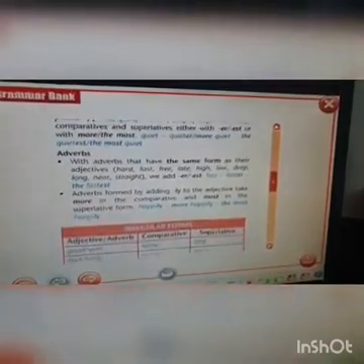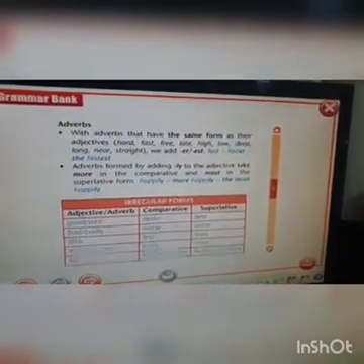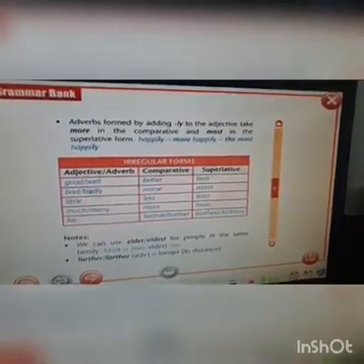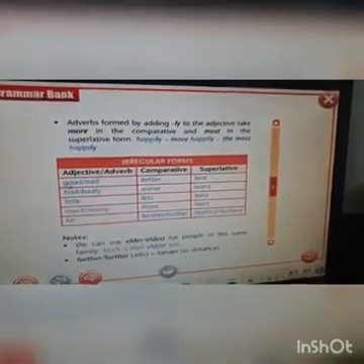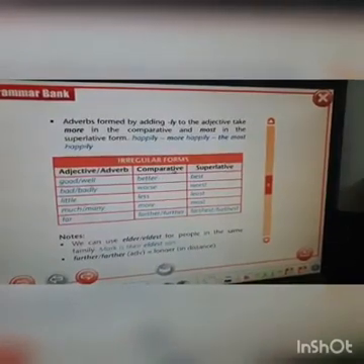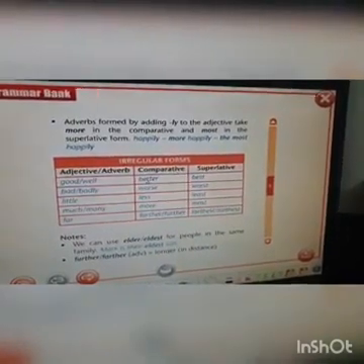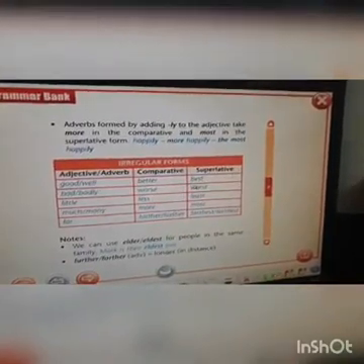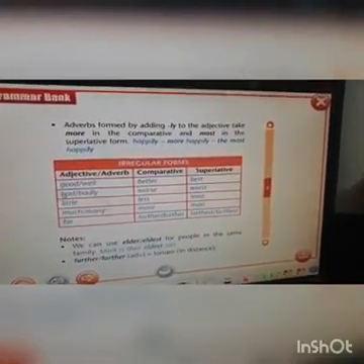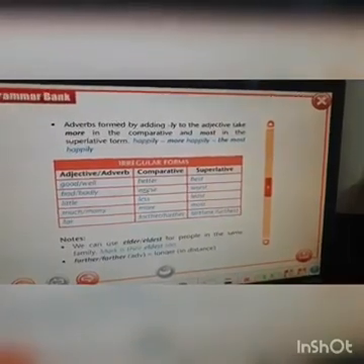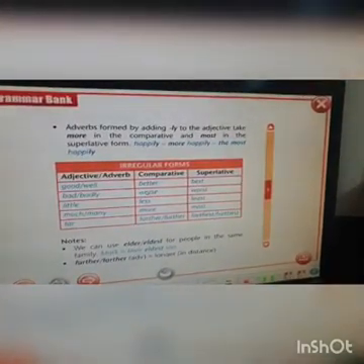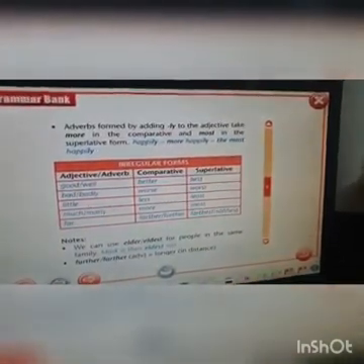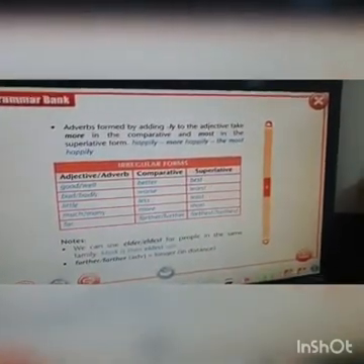We have some irregular forms of adjectives and adverbs. Okay, let's see. Adjective, adverb. We have good, well. In comparative form, good, well becomes better. And superlative form, best. We have bad, badly. In comparative form, it becomes worse. As superlative form, worst.